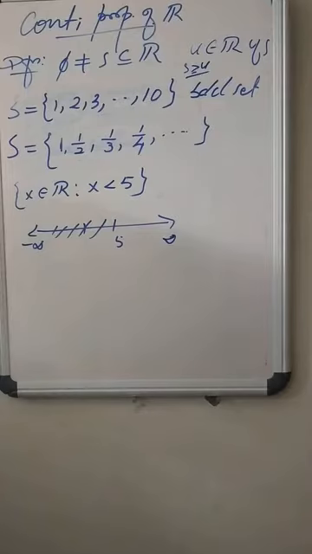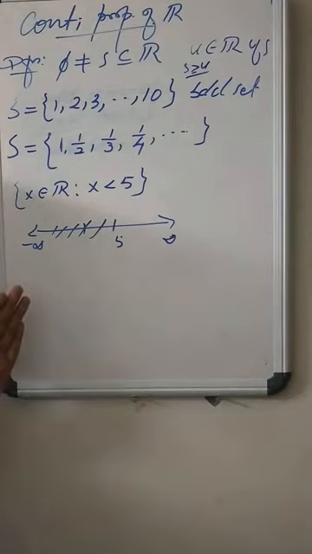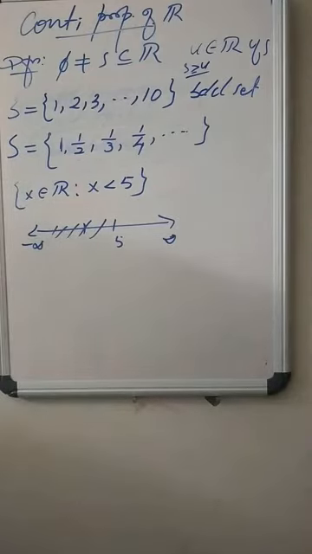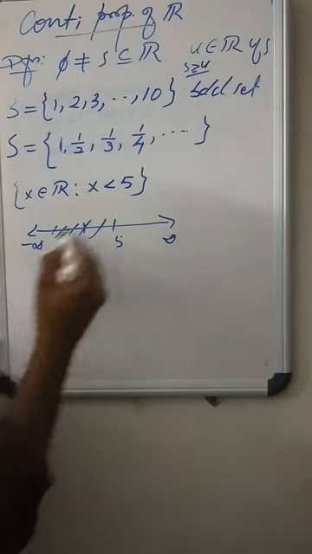5 is an upper bound and there is no lower bound. So this set is not bounded. A set which is not bounded is said to be an unbounded set. So this is an unbounded set.